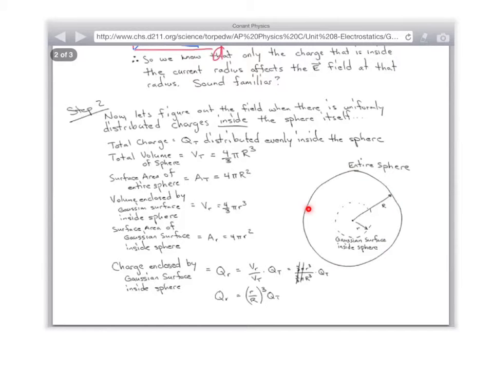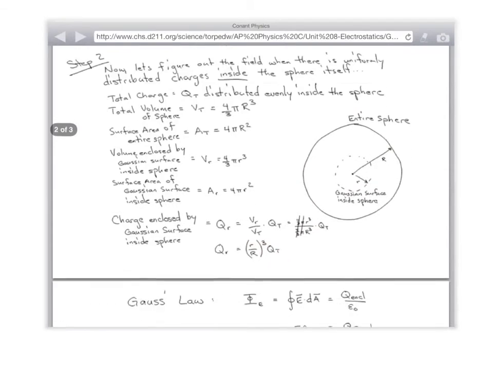The volume of the little sphere is 4/3 pi little r cubed. The volume of the total is 4/3 pi big R cubed. The 4/3 and the pi cancel, and you're left with the charge of the little sphere being little r over big R to the third power times the total charge of the whole sphere. Does that make sense? You're going to have to be able to do this on a test. So we've got the charge of the little sphere. Let's move on.